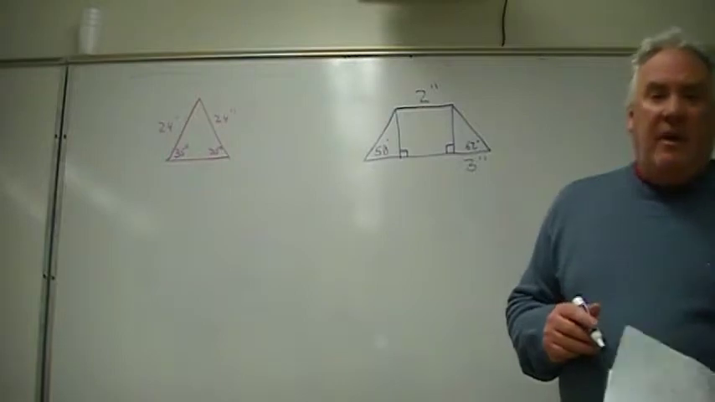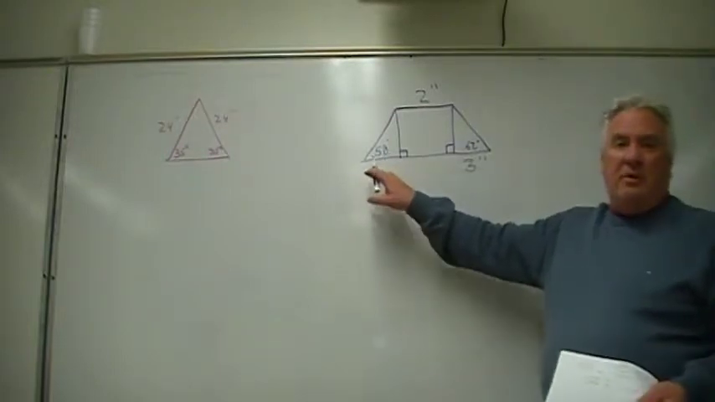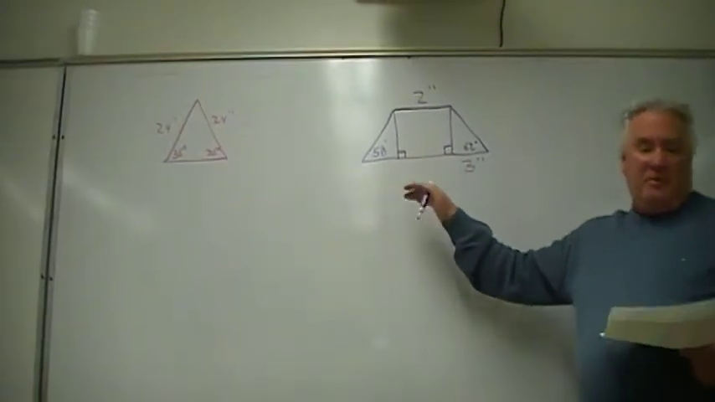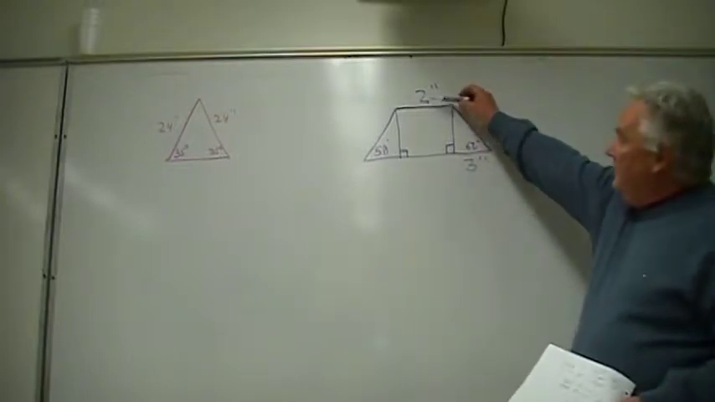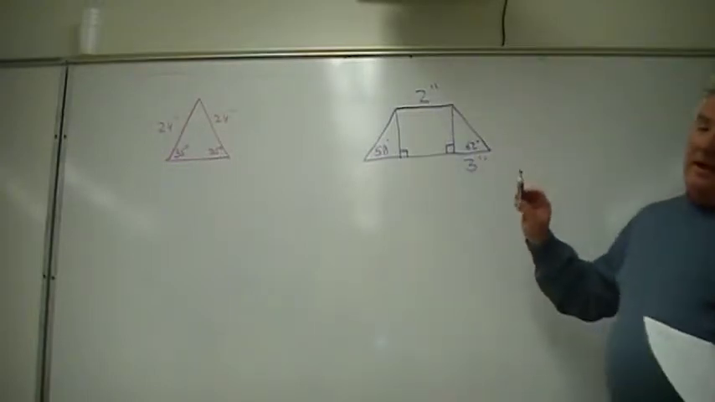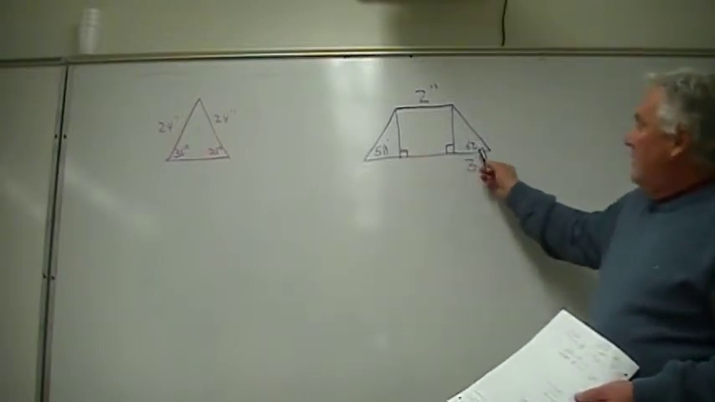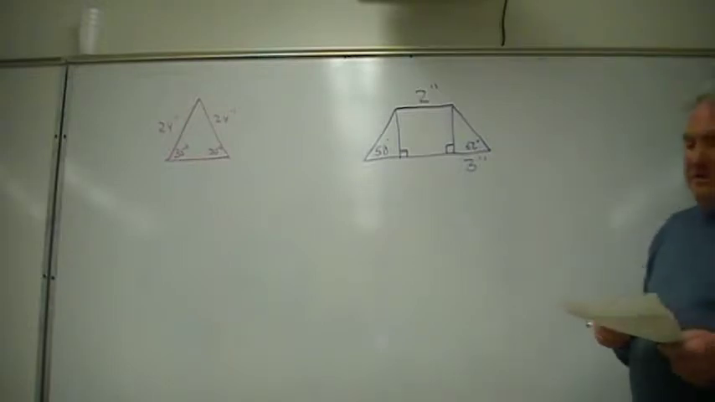Okay, number 11 I'm going to do with you, which is the trapezoid problem that you have here. We need to find the perimeter of this trapezoid, as it says in number 11. They give you the 2 inches here, the 3 inches here. Again, obviously the diagram is not drawn to scale. 58 degrees and 62 degrees. So we need to find the perimeter of this.